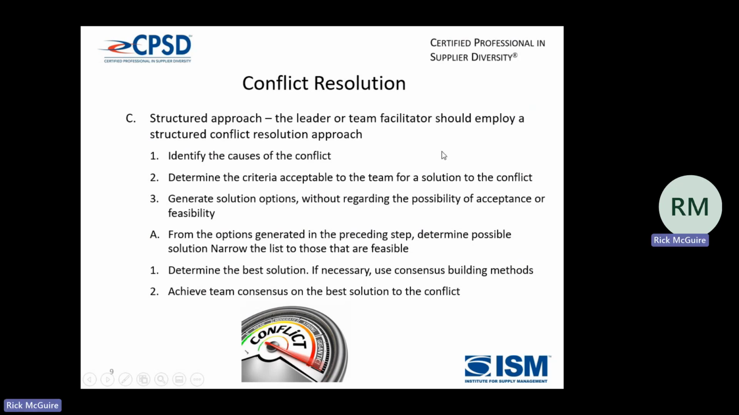So conflict resolution. This is the structured approach. The leader or team facilitator should employ a structured conflict resolution approach. Identify the causes of the conflict. Determine the criteria acceptable to the team for a solution. Generate solution options without regard to the possibility of acceptance or feasibility, so brainstorm. From the options generated in the preceding step, determine possible solutions, narrowing the list to those that are feasible. And then determine the best solution. If necessary, use consensus building methods and achieve consensus on the best solution. So that's the conflict resolution structured approach.